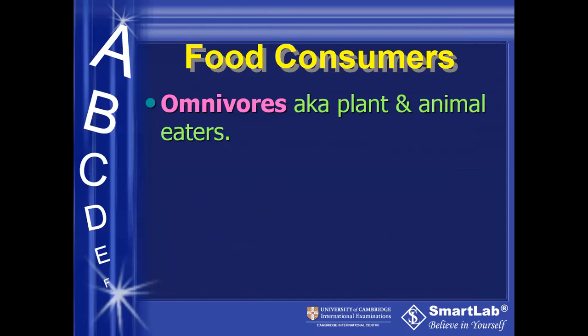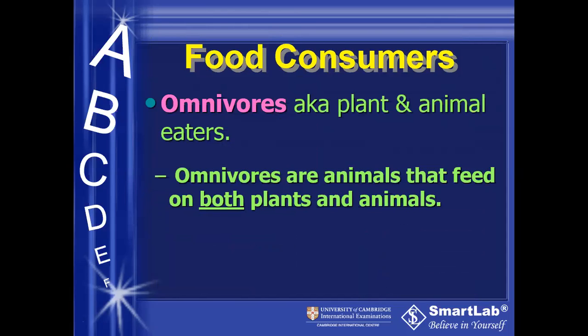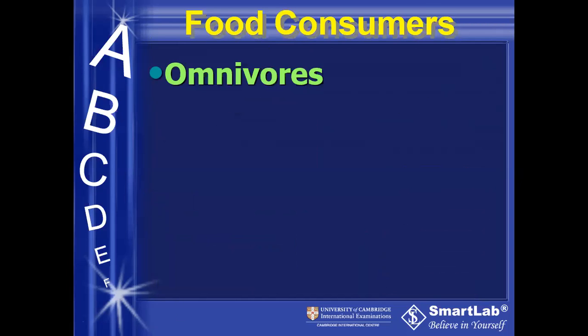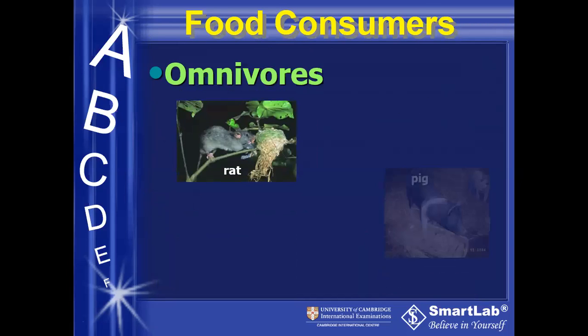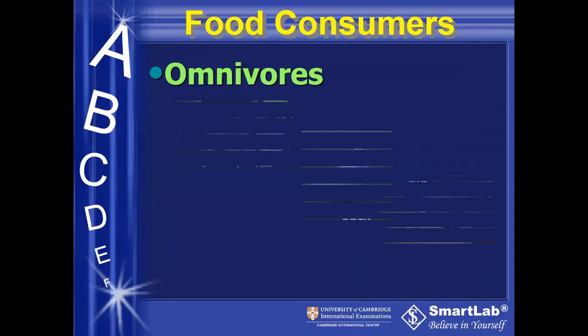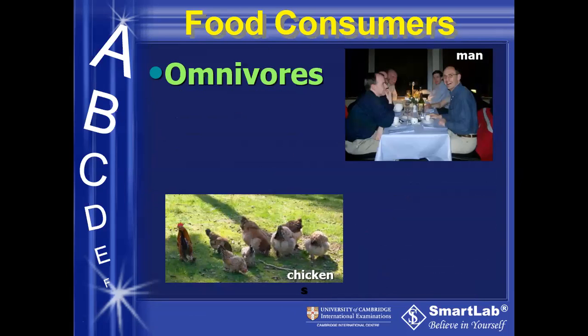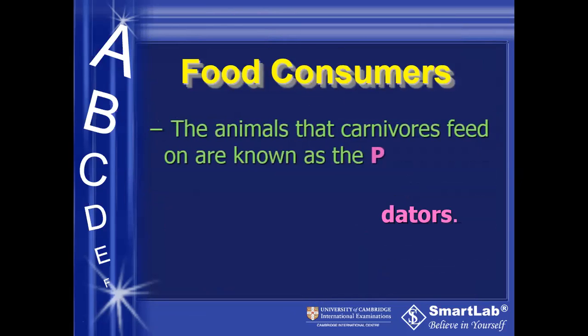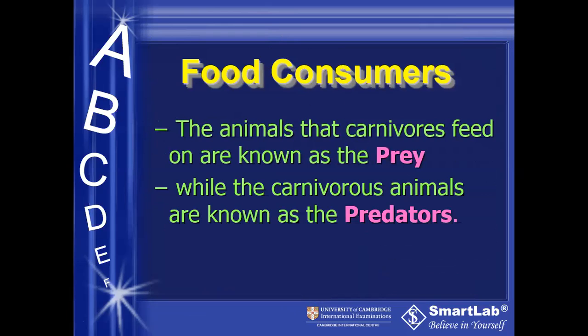Omnivores are also known as plant and animal eaters. They feed on both plants and animals. So examples will include a rat, pig, duck, man, and chicken. For food consumers, they can be further classified into either prey or predators. In this instance, prey are animals that are eaten up by the predators, and predators are animals that feed on the prey.